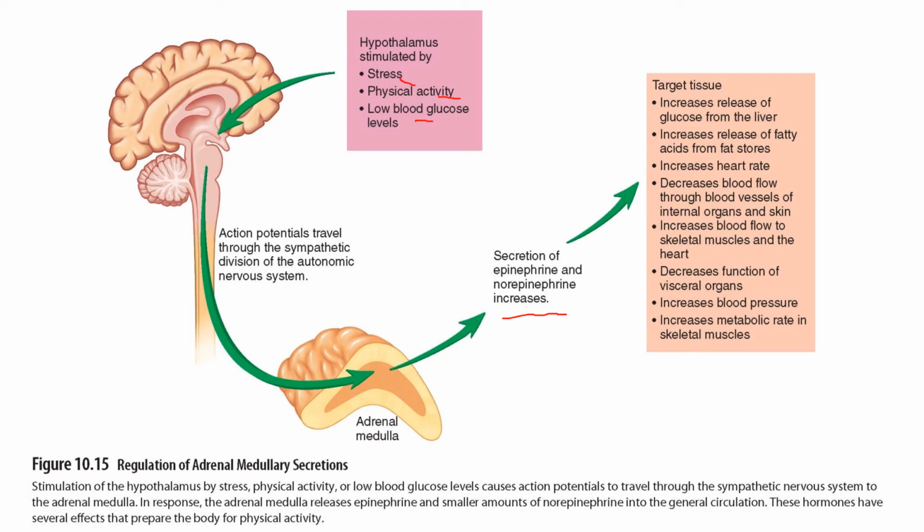So there would be an increased release of glucose from the liver, increased release of fatty acids from the fat stores, increased heart rate, decreased blood flow through the blood vessels of the internal organs and the skin. You also have increased blood flow to the skeletal muscles and the heart. It decreases functions of your visceral organs. It increases your blood pressure and increases the metabolic rate in the skeletal muscles.